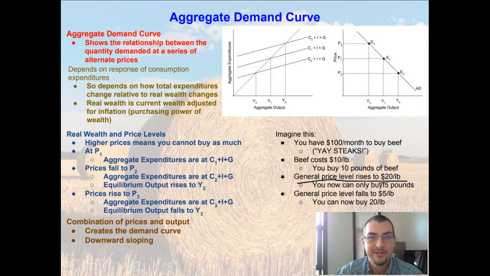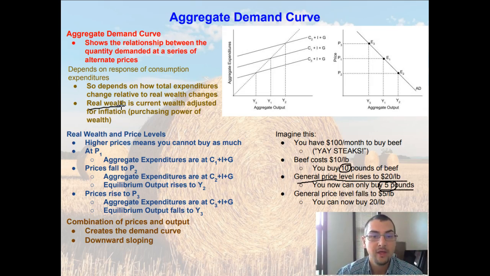Now how much beef can you get? Oh no, the price went up, you can only buy 5 pounds. So the general price level went up, and now the amount that you could buy, that purchasing power, fell from 10 pounds down to 5 pounds. So here we had a change in our real wealth.